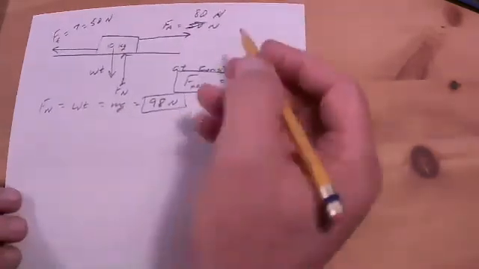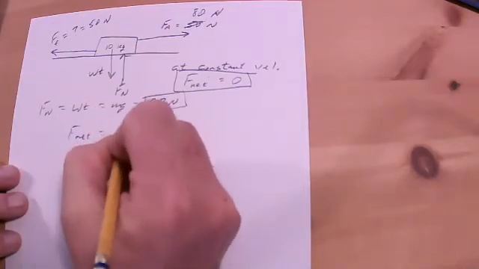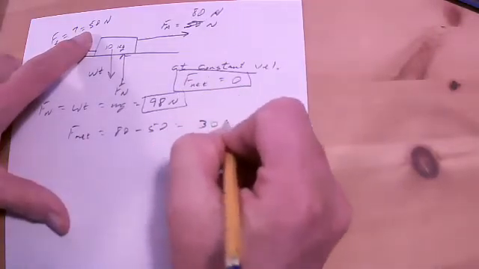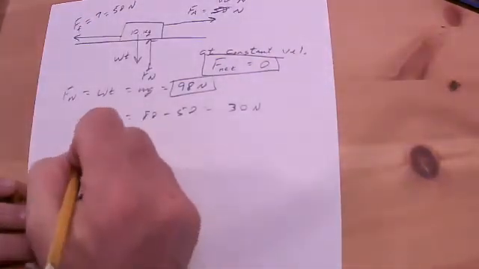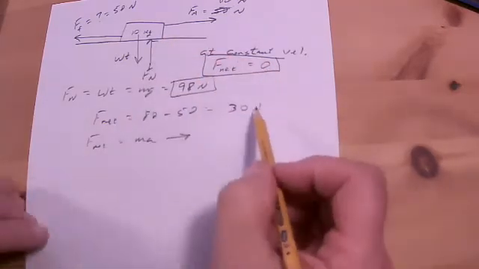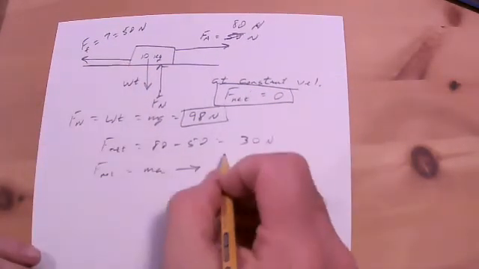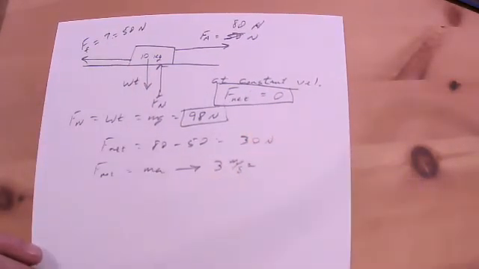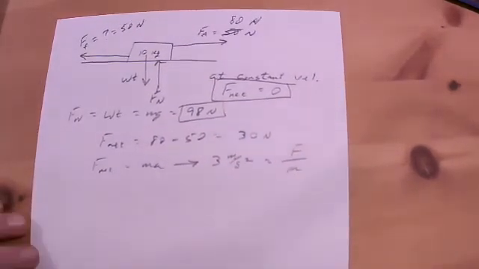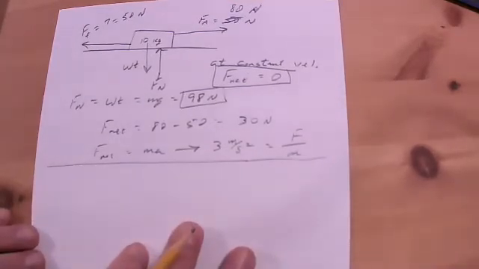So if it's 80 newtons, then there's a net force now. Now there's a net force of 80 minus 50, and the net force is then 30 newtons. And then by Newton's second law, F net is equal to ma. That's going to lead me to the acceleration being the net force divided by the mass, and that will be 3 meters per second squared. F over m. All right, that's 11 through 13.